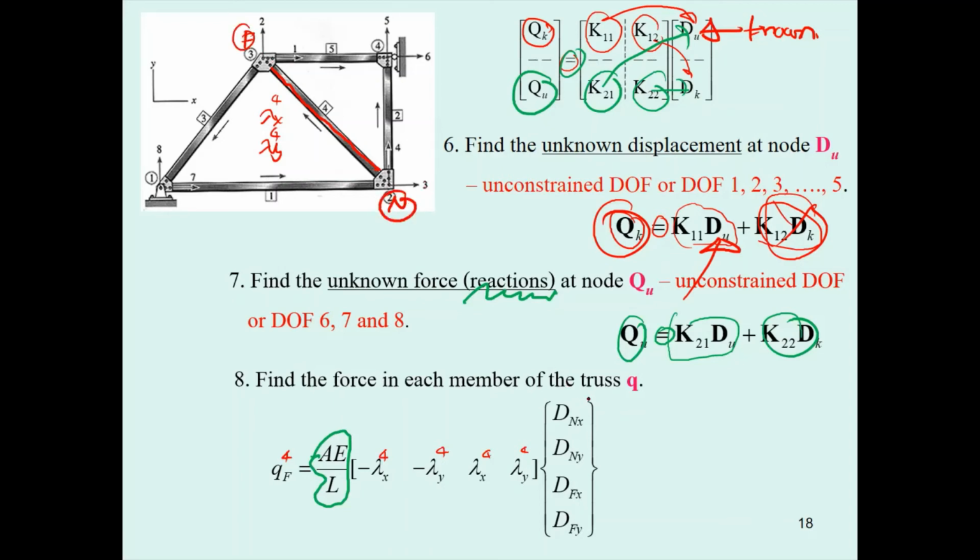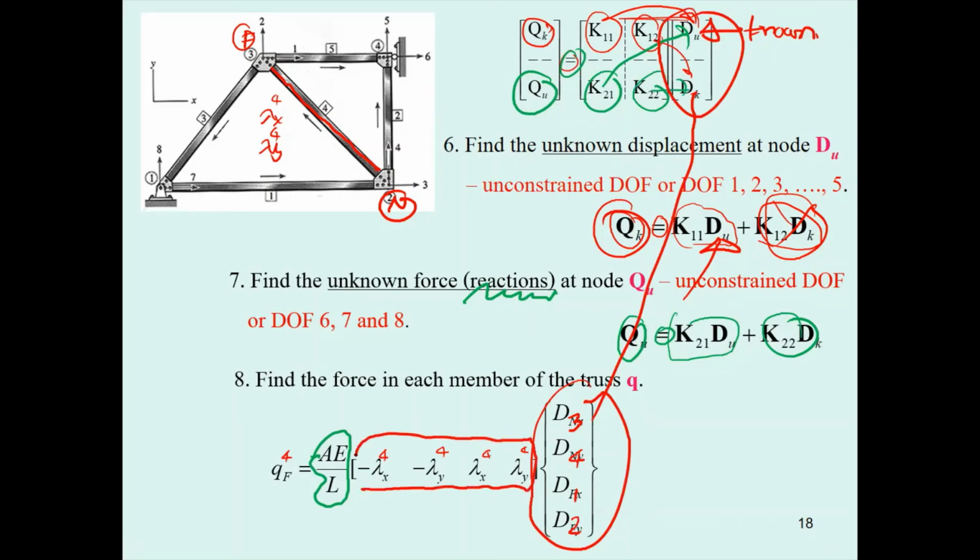So the degrees of freedom will be 3, 4, and then 1, and then 2. You know this already, and you know everything from the calculation of the small k matrix. So you get the force inside each member, and you can check that the force inside the member must be in equilibrium. If you get a positive, it's going to be in tension. If you get a negative, it's going to be in compression.